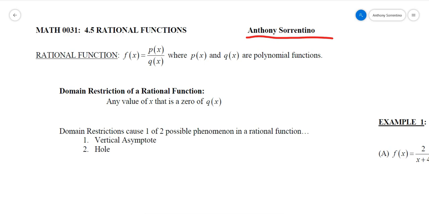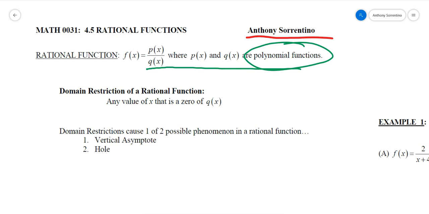So a rational function is made up basically of the division of two polynomial functions, and that's what its official definition is. We have the division of two functions where those two functions are polynomial functions. So that's all they are. They're the division of two polynomial functions.